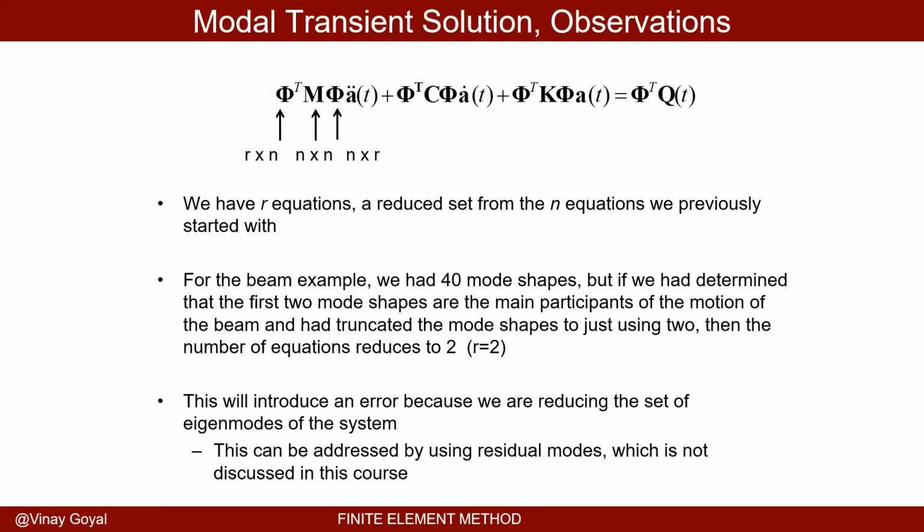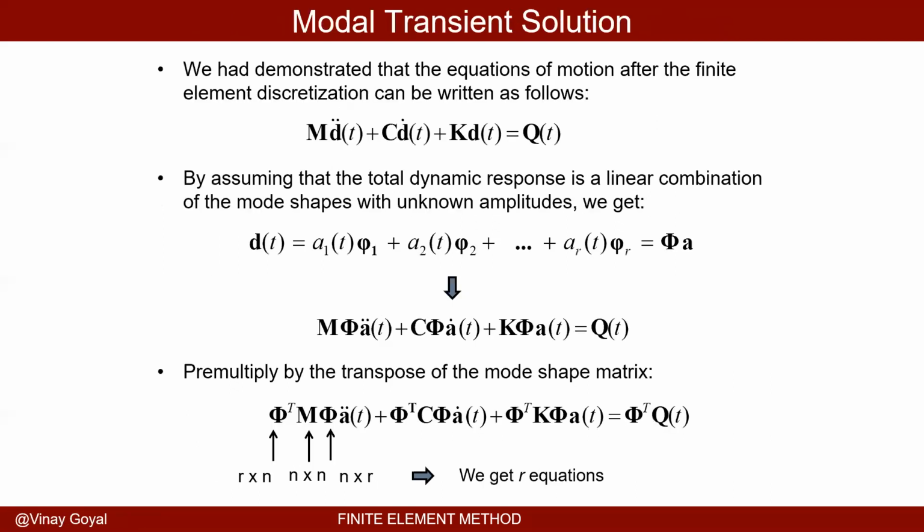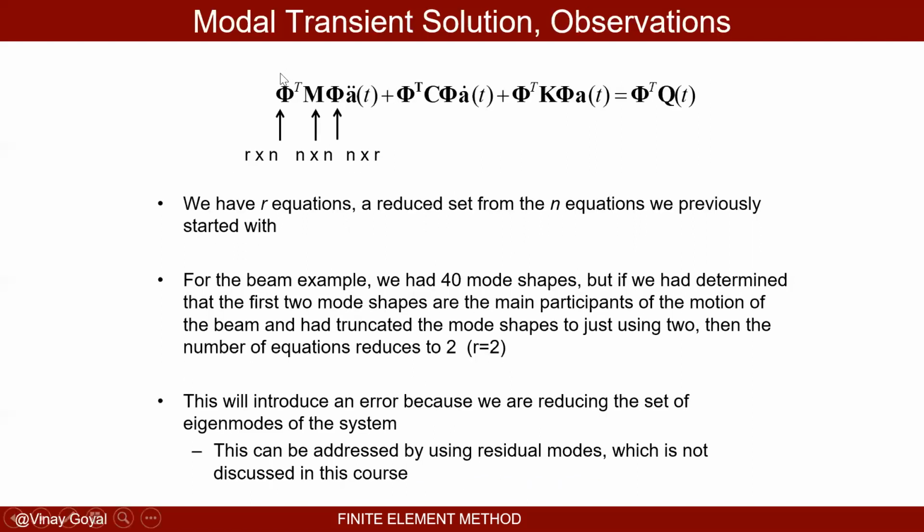And if we have R equations, right, which is a reduced set from the N equations we had. So say I have a rocket, a million degrees of freedom system. I've simplified the problem into just having maybe 10 equations, right? Which is extremely powerful. Think about it. It's a mathematical miracle. So for the beam example, return to that for a second. Just again, 40 mode shapes for 20 elements.